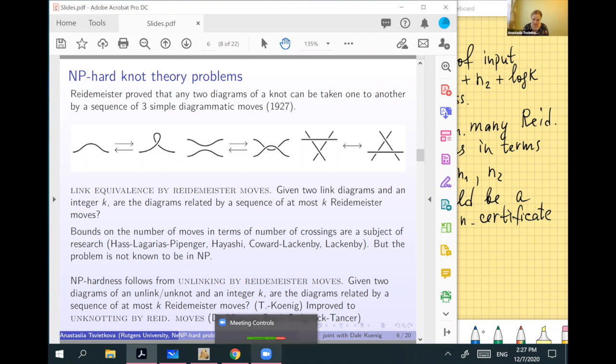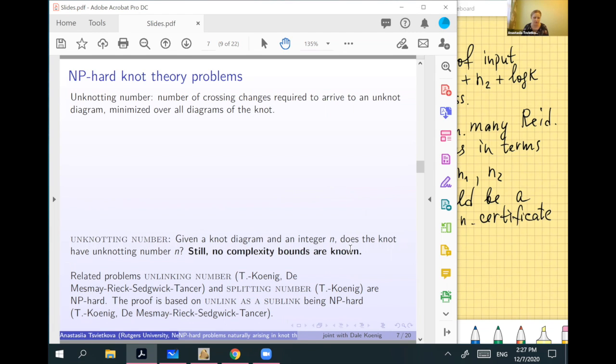But I want to talk about some other problems also that seem quite natural in knot theory, and seem quite hard. So one set of problems is about unknotting and unlinking.